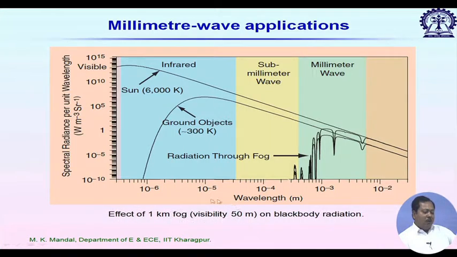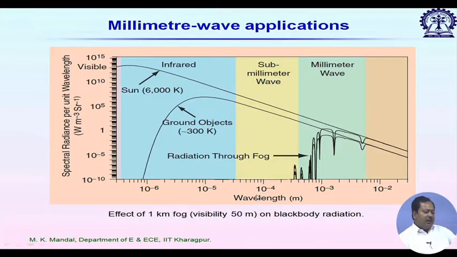Now, the visibility in foggy condition varies with water content. So, here we are considering a foggy condition where visibility is 50 meter. With the naked eye, you can see at least 50 meter distance. So, it is an example of light fog, not even dense fog. In that case, if I look at the spectrum, you see it has been redrawn under foggy condition. So, the millimeter wave part is attenuated, how much? Maybe 10 to 20 times.